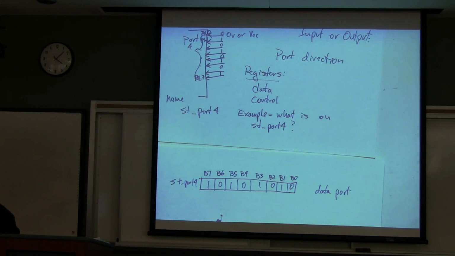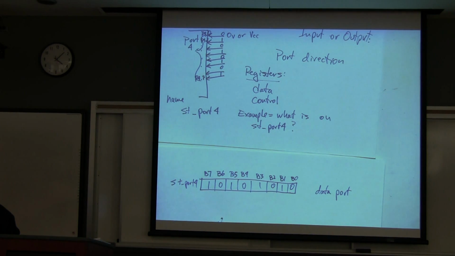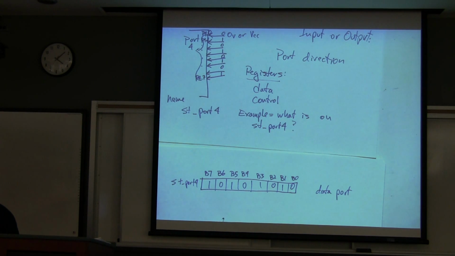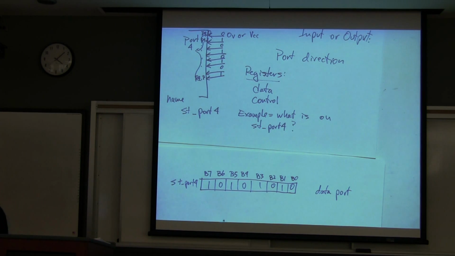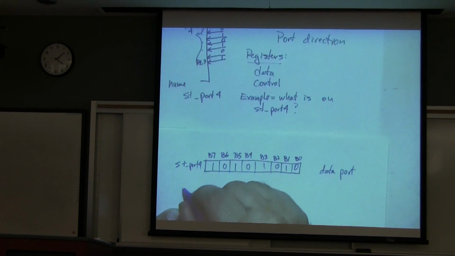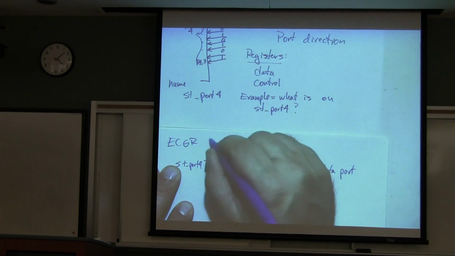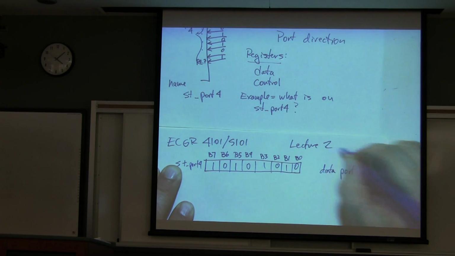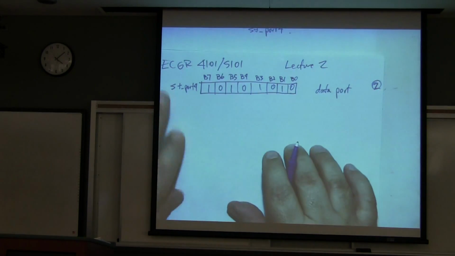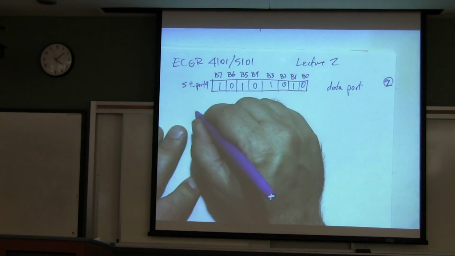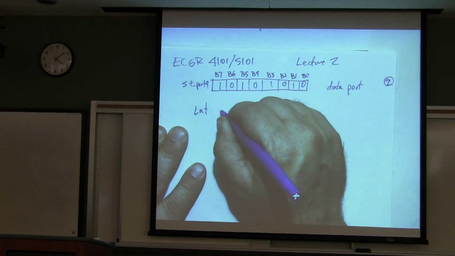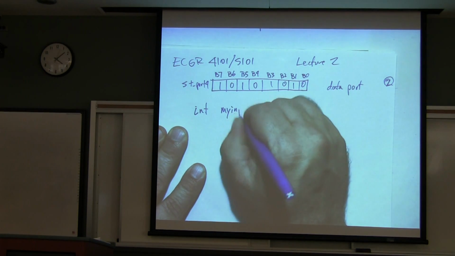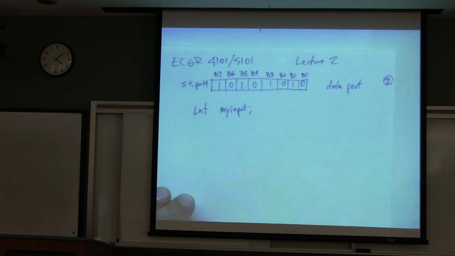And then the neat thing about this would be, let's say I want to read it. Let's say I want to say, what is the contents of that port? And I want to store it as a variable. And let's say earlier I identified some C code where I said int my input. Is that correct C code?